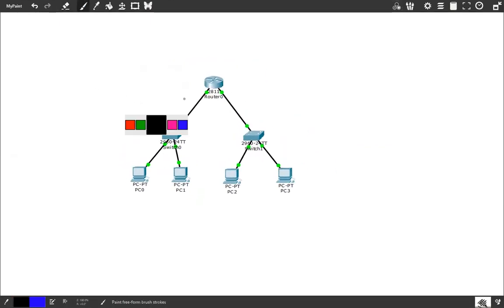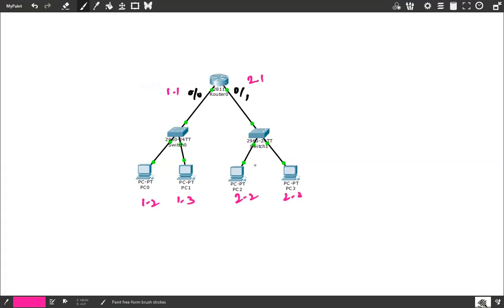So here, initially we had it like this, no? 0/0/0/1. We used to configure which way? 1.1, 1.2, 1.3. Here we have 2.1, 2.2, 2.3. This is what we know traditionally before subnetting.